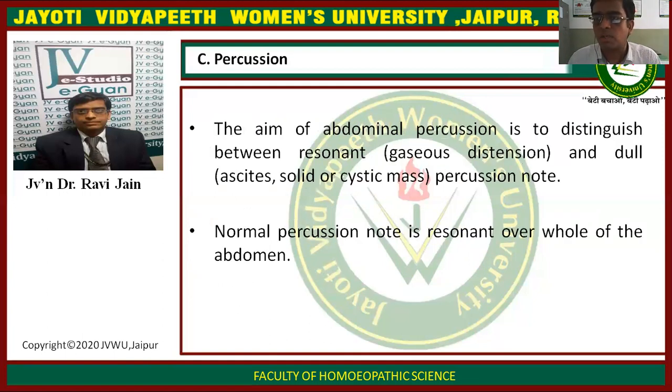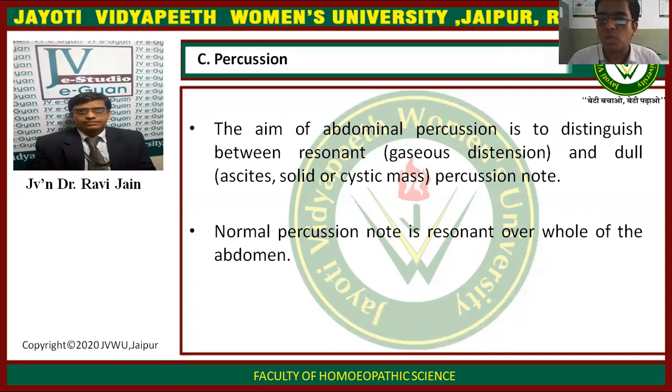Now the percussion. Percussion is done by using two fingers. One is this middle finger and this second. So you have to do it like this on the surface, and then you have to percuss the surface. The aim of abdominal percussion is to distinguish between the resonant sound, that is gaseous distension, and dull sound, that is ascites, solid or cystic mass of the percussion note.